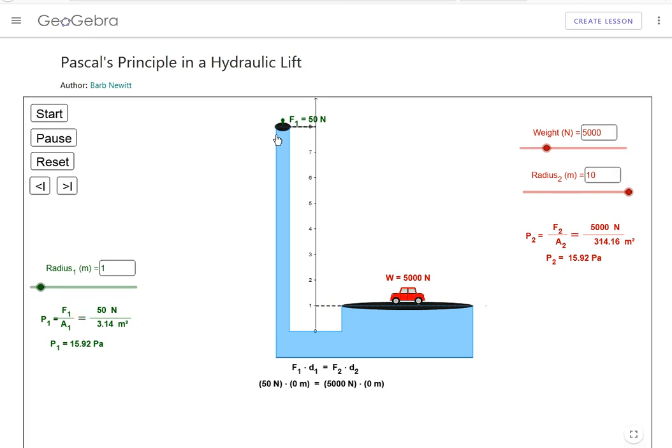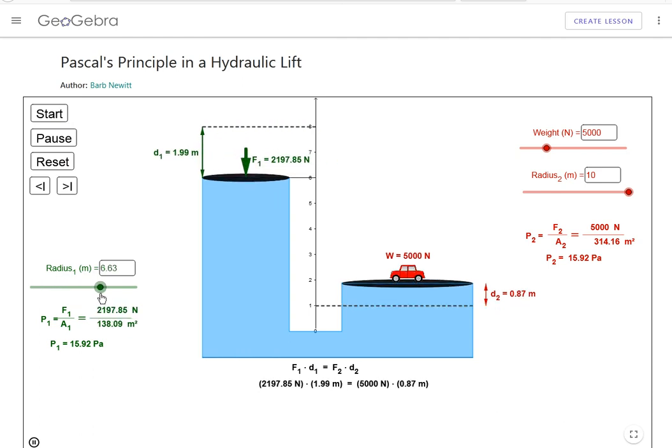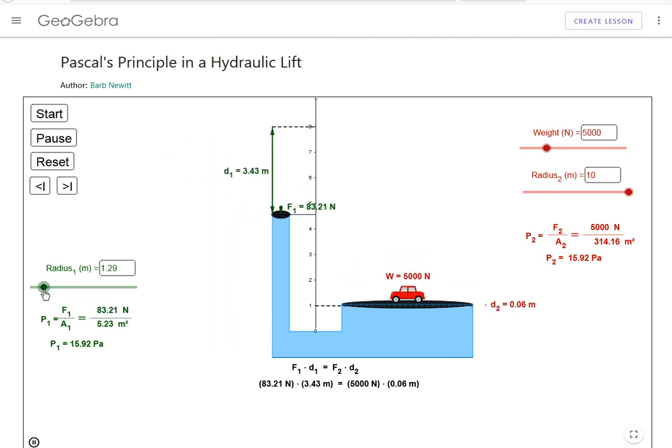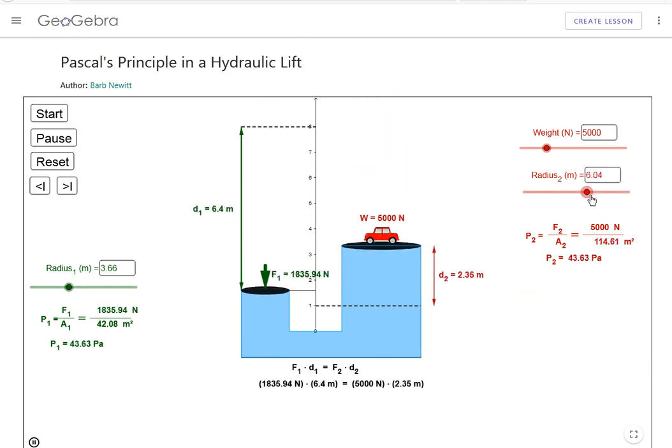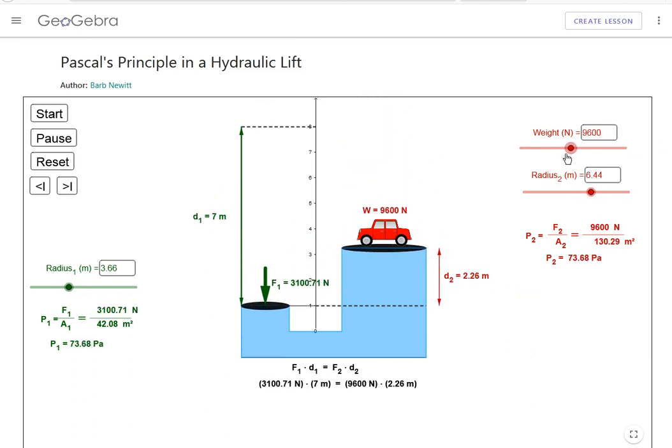I'm going to post a link to that one. We can play with it. It's going to be very similar to this one. You can change the radius, you can change the weight, it's just that this one does the calculation automatically, so you don't have to do much.